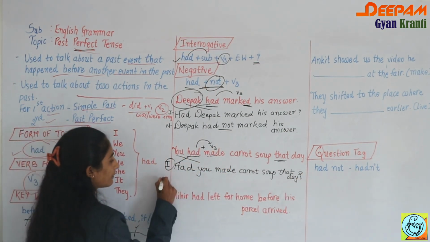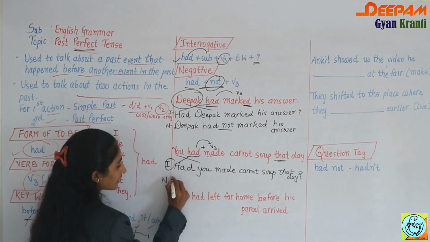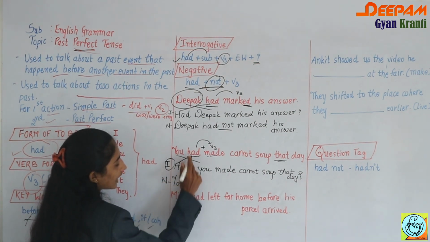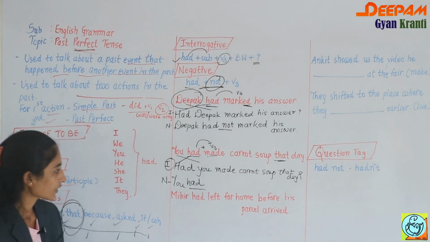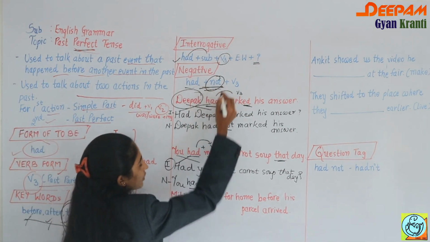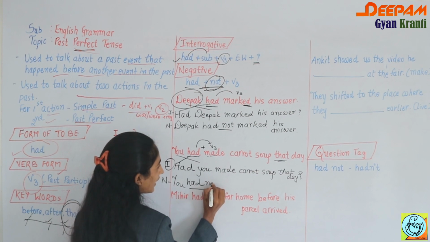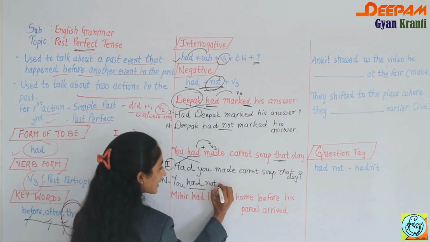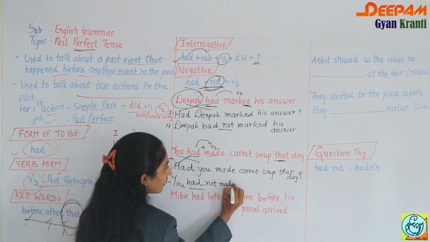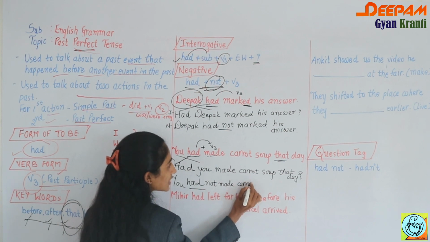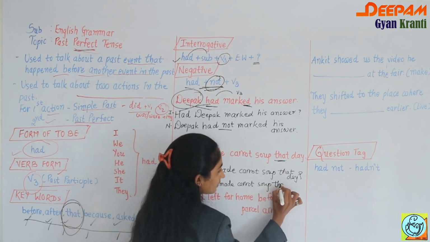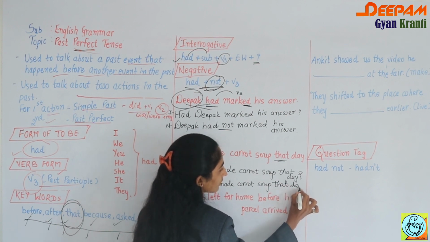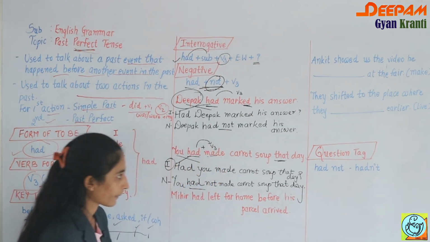Then we will make the negative sentence. First comes the subject. Then comes had, and had is the form of to be. Then after had what do we have to add? We have to add not. So you had not. Then the whole sentence is as it is: made carrot soup that day. Then comes the full stop. Right.